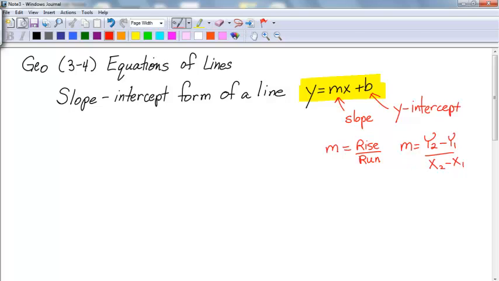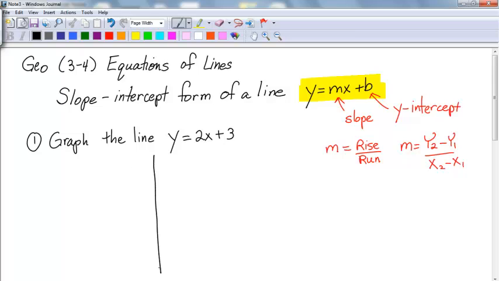Okay, let's look at an example. If they say graph the line y equals 2x plus 3, to graph that, you always graph the b value first. We're just going to sketch these on your notebook paper. So you're going to graph the b, the y-intercept. It crosses the y-axis at positive 3, so go up and put a point.